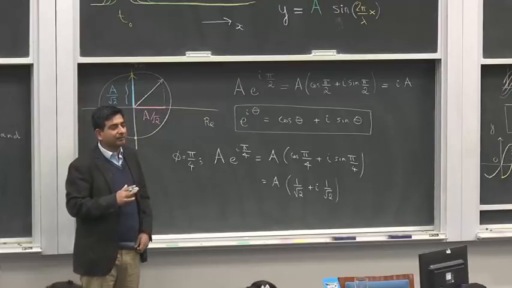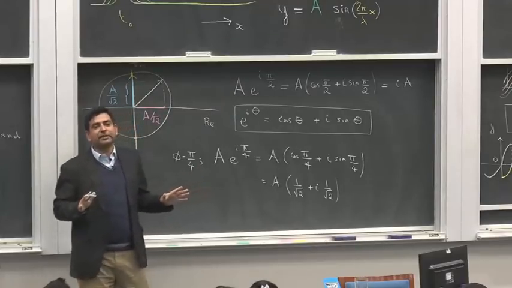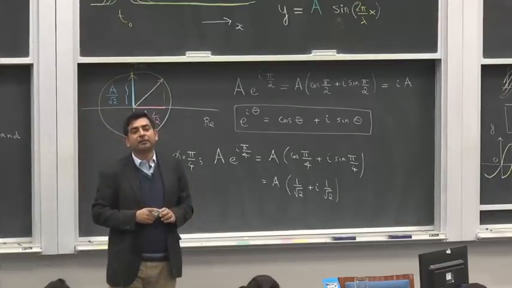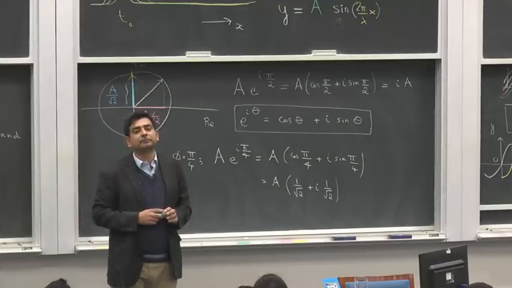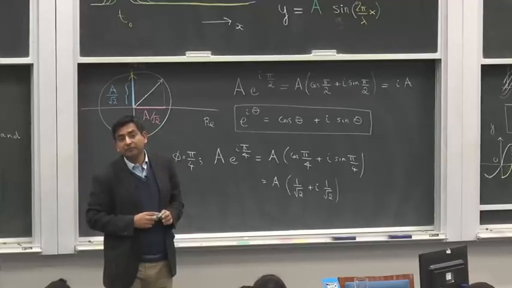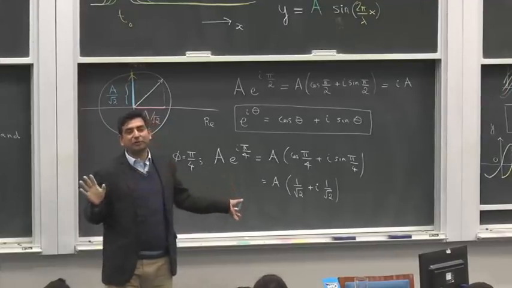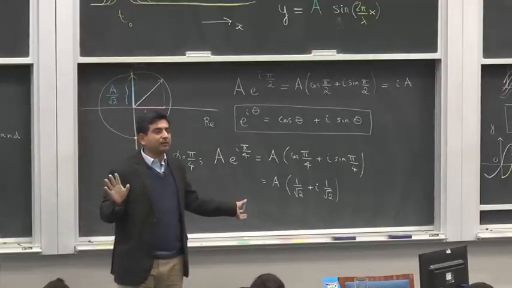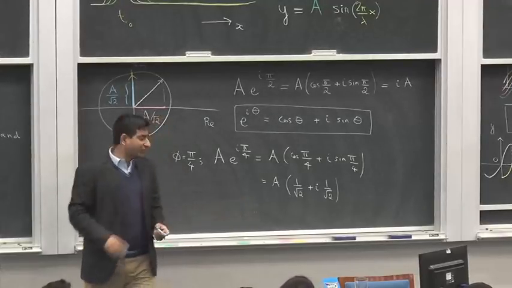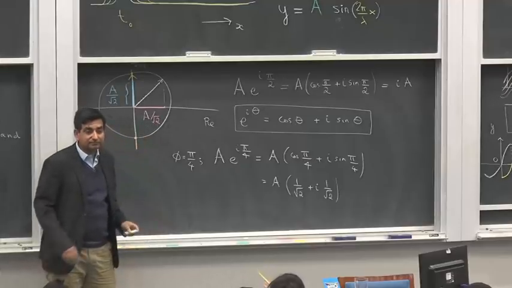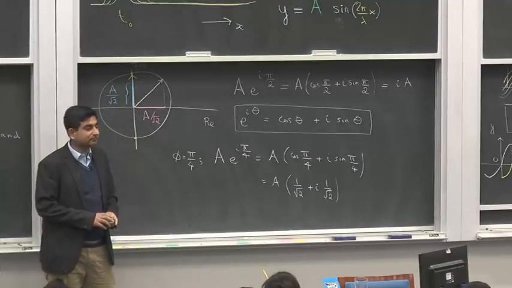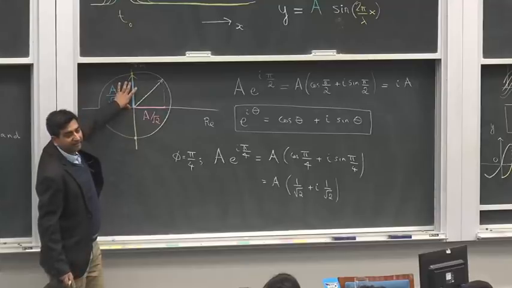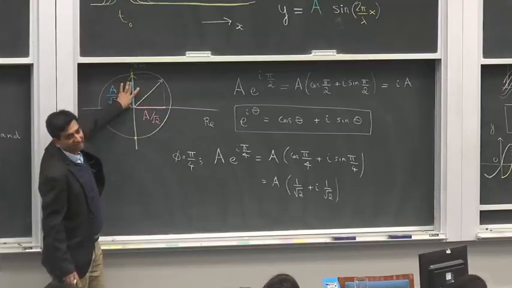Yes. Sir, is this A raised to i something, just an expression, an equation of y? I'll explain that. What does this have to do with the wave motion? Alright, so let's move on. But the length is A over root 2 along the imaginary axis. This is the length, the projection.